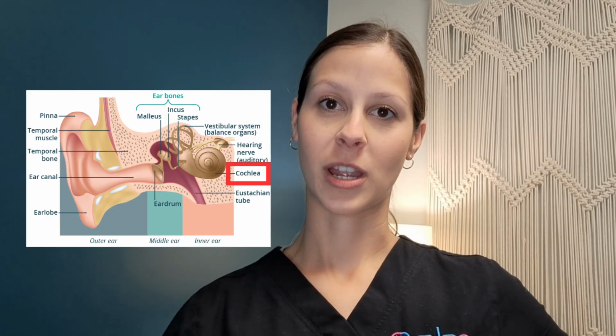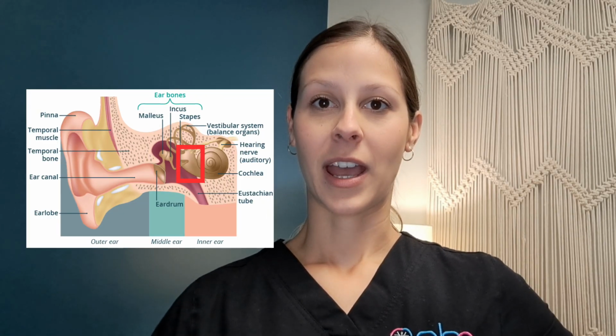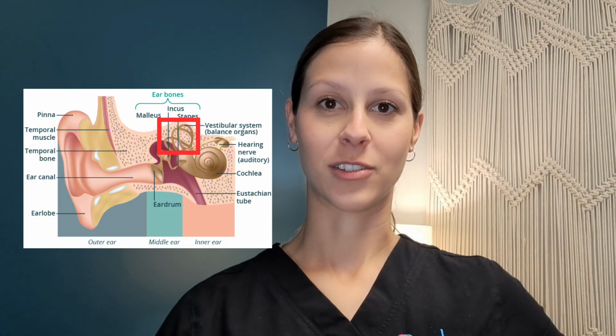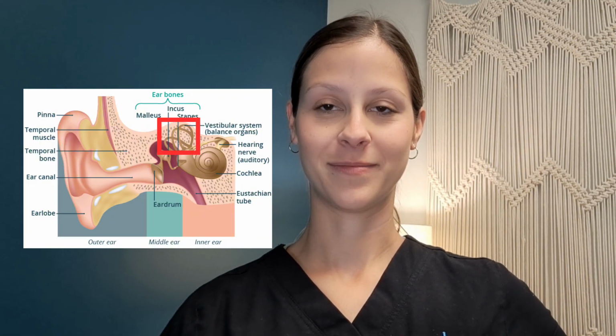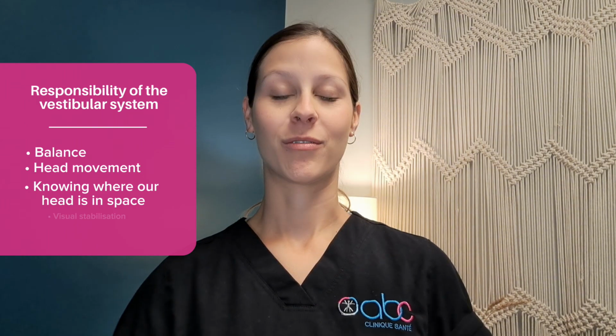The inner ear, the vestibular system, is made up of a few working parts. We have the cochlea, which is shaped like a snail shell. Then we have the vestibule, and connecting to that, we have the semicircular canals, where there are three: the anterior, posterior, and horizontal canals. The vestibular system is responsible for balance, for head movement, knowing where our head is in space, and visual stabilization. And when the system is affected by either infection, by degeneration, or by trauma, any of these roles can be compromised.